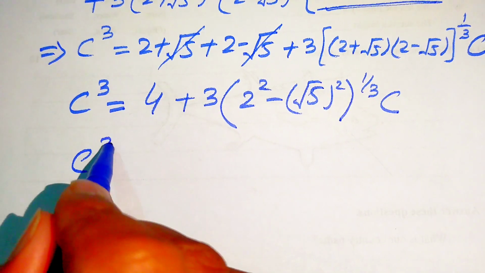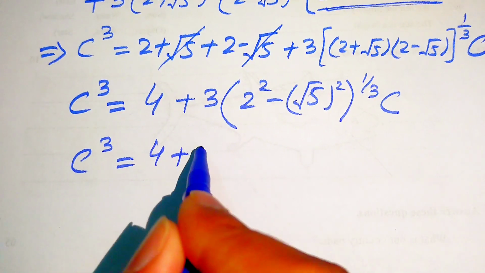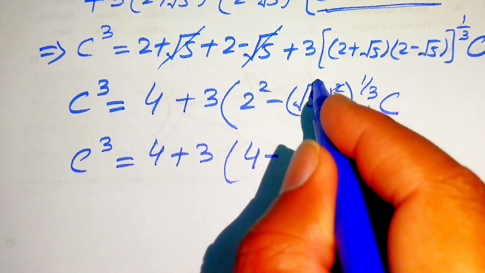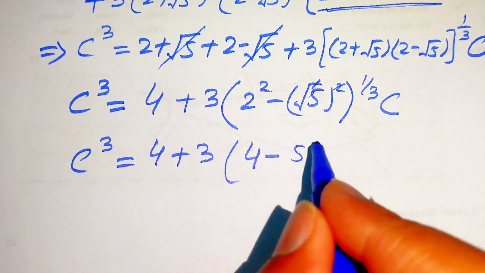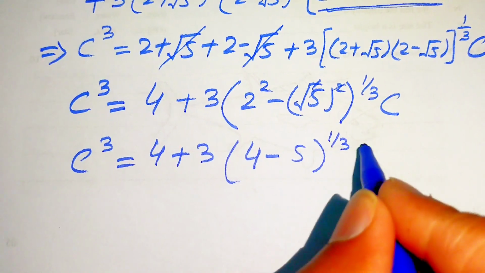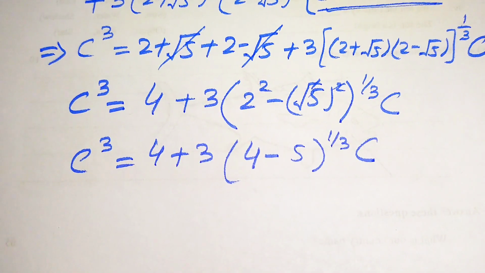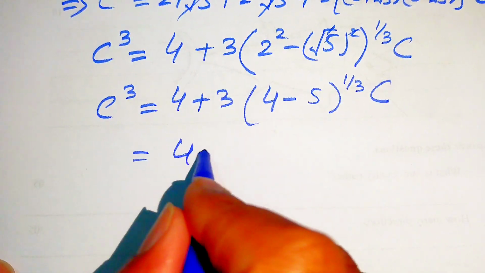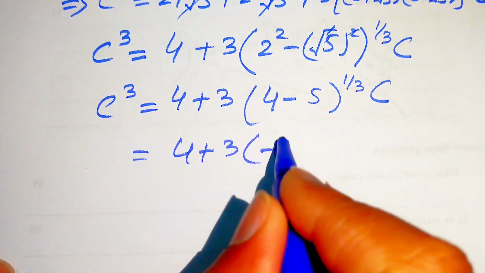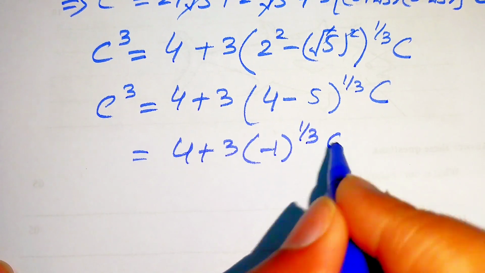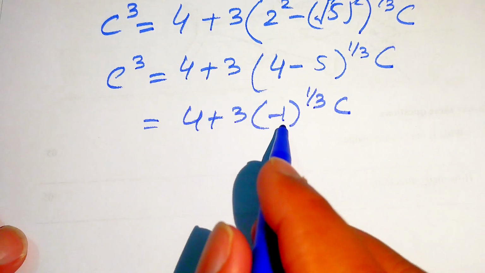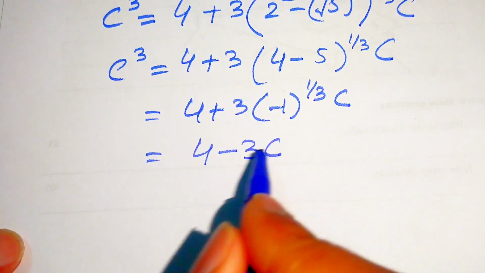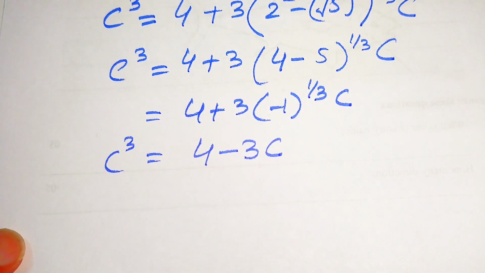So we write it as c cubed equals 4 plus 3 into (2 square equals 4 minus this), and this and this are cancelled out by each other and we get 5, and its exponent is 1 over 3, into c. So this is 5 minus 4 minus 5, and 4 minus 5 equals minus 1 to the power of 1 over 3, into c, and minus 1 to the power of 1 over 3 is equal to minus 1. So we get here 4 minus 3c, and this is our c cubed.